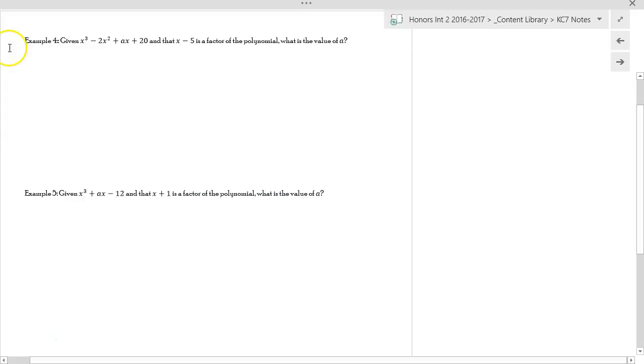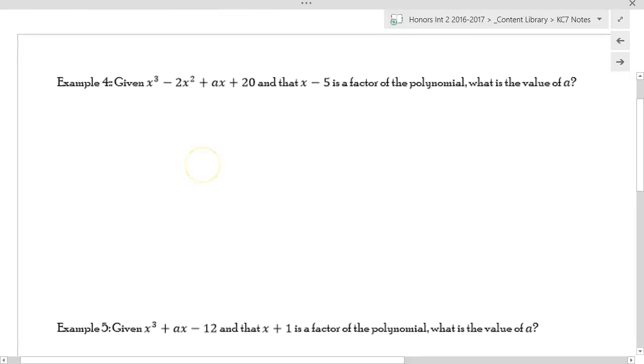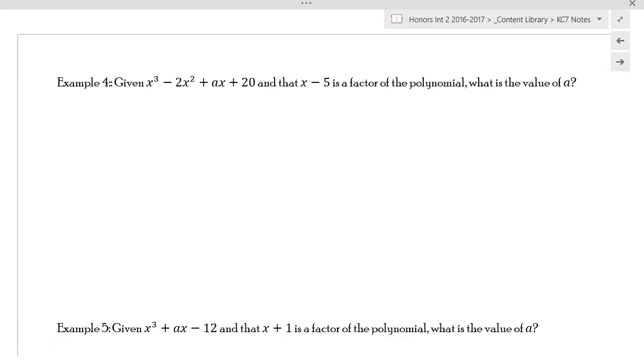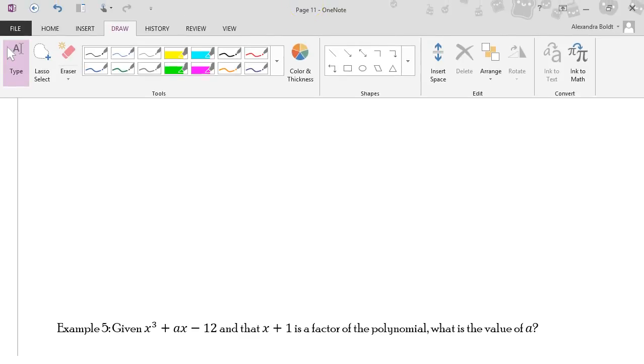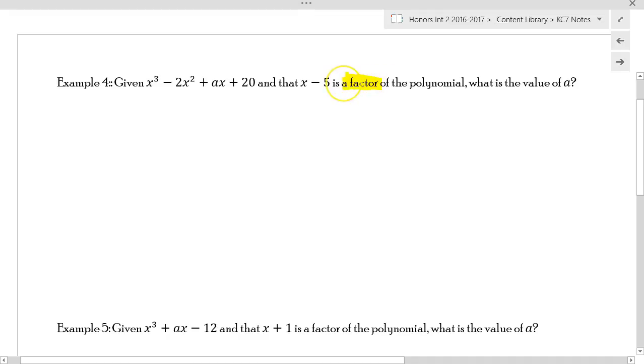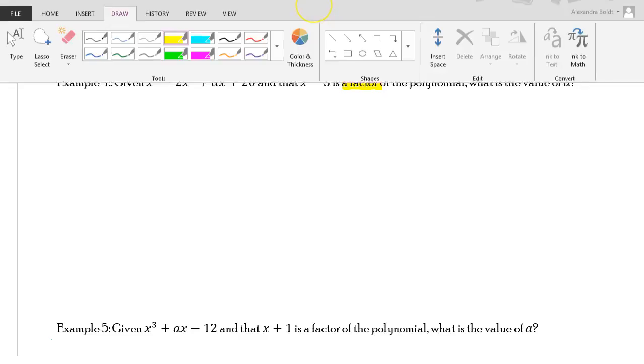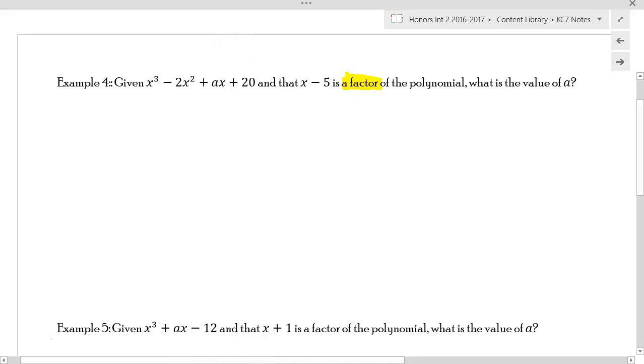One more type of problem. So given x cubed minus 2x squared plus ax plus 20, and x minus 5 is a factor of the polynomial, what is the value of a? Okay. So here, I know almost all of my polynomials, but I know x minus 5 is a factor. Again, if something is a factor, that means its remainder should be 0. So all I'm going to do here is synthetic division and see what my remainder is. Okay? So we're going to start there.